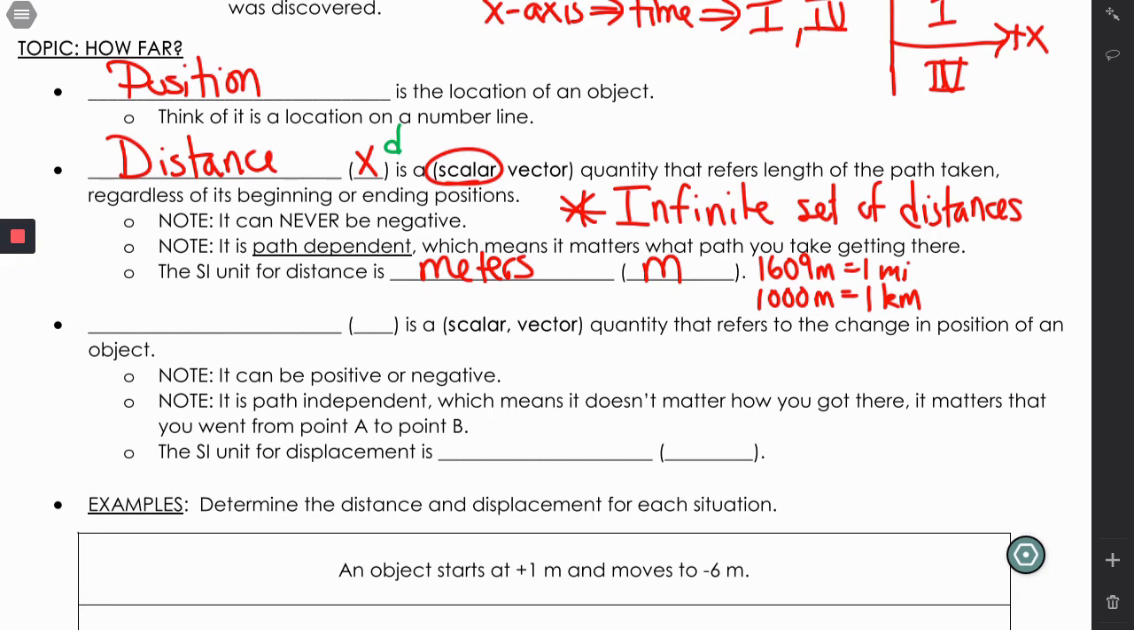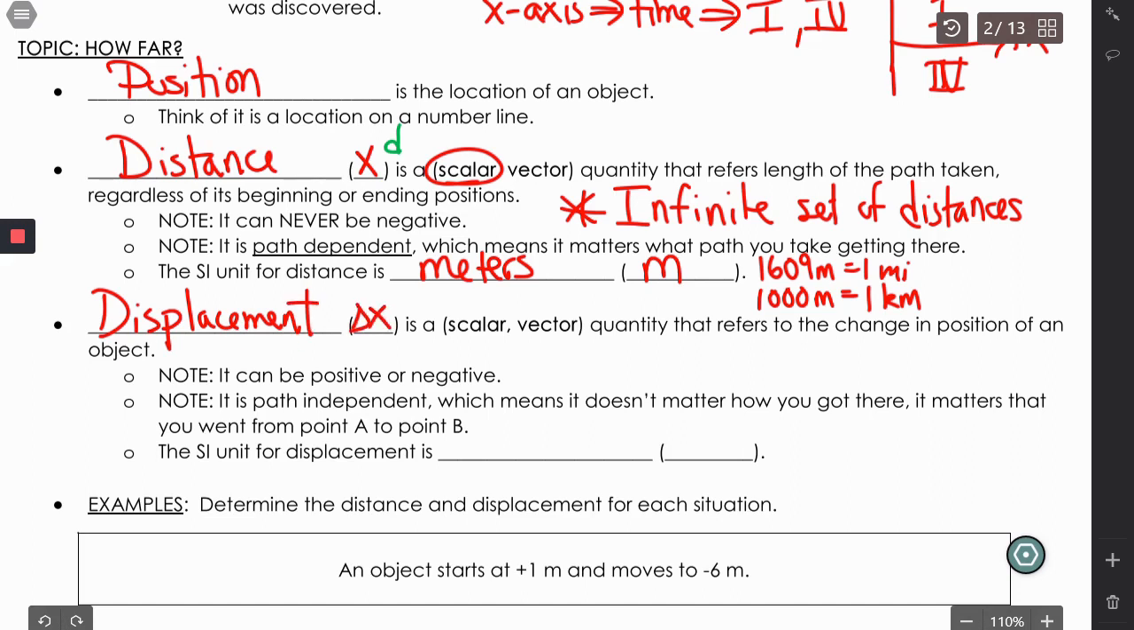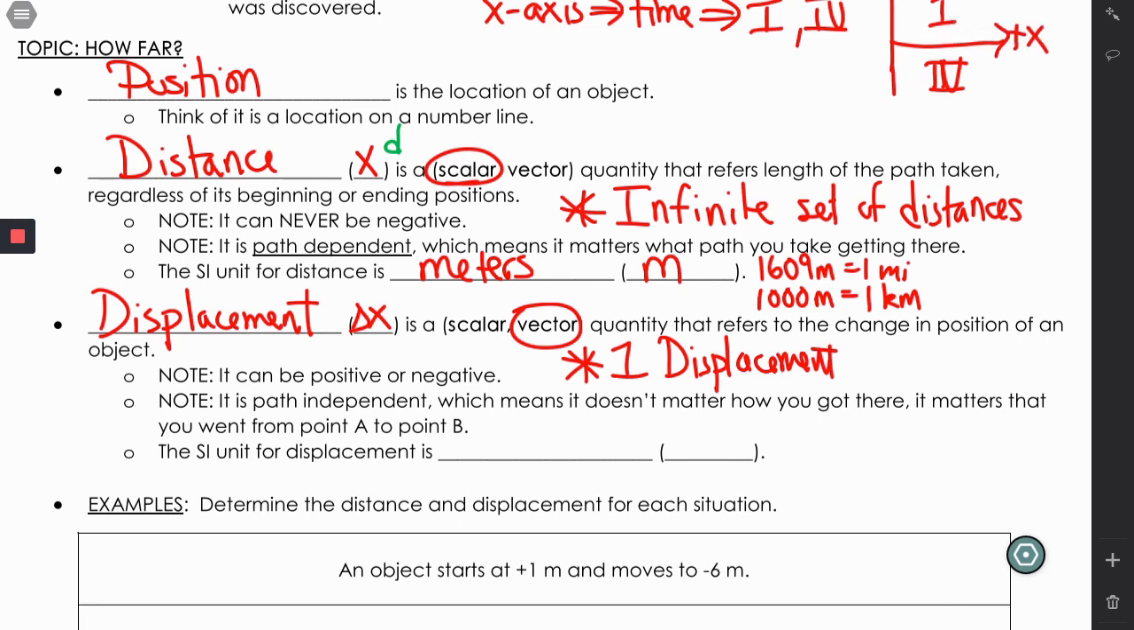Okay? The next answer, the vector answer I should say, is the displacement. Displacement is a vector quantity that refers to the change in position of an object, whereas distance is the length between 2 points, or the path that you take to get there. There's only one displacement, and it's a straight line. That's one of the distinguishing factors between distance and displacement: there's only one displacement, where there's an infinite set of distances.